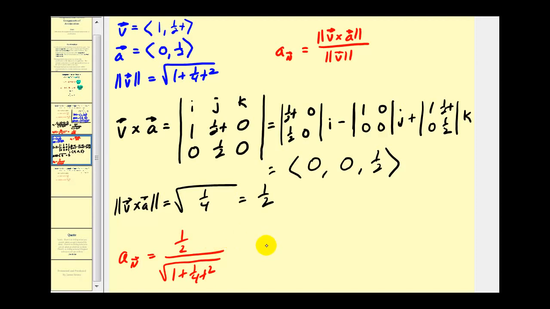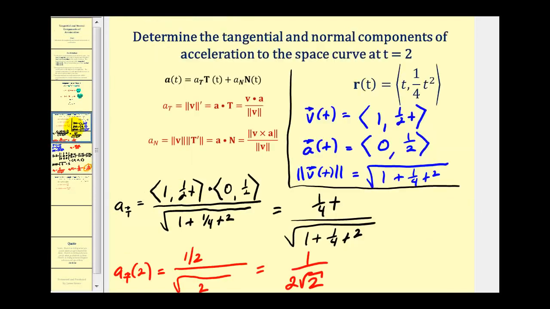We'll go ahead and evaluate this when t is equal to 2. So again, when t is 2, this is going to be the square root of 2. Looks like we have 1 over 2 square root 2. So it looks like both our normal component and our tangential component of acceleration have the same value.